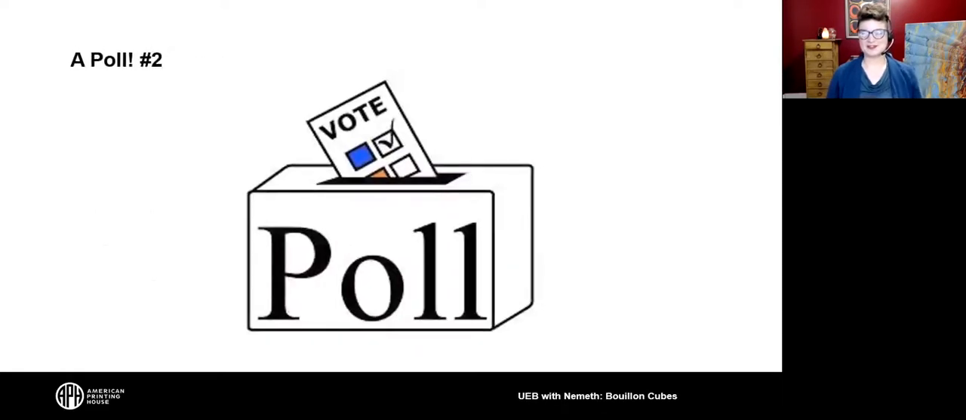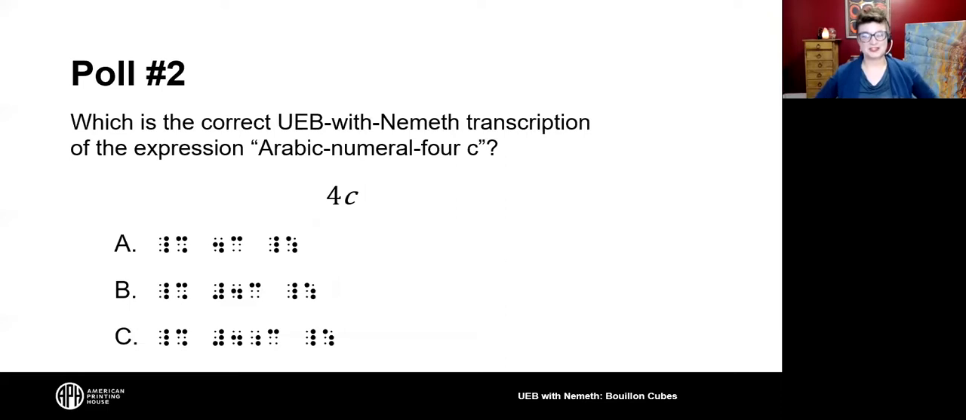And it's time for our second poll. I know you're still out there. This is just a way for us to touch base. The question is, which is the correct UEB with Nemeth transcription of the expression Arabic numeral 4 C? So just 4 lowercase c.